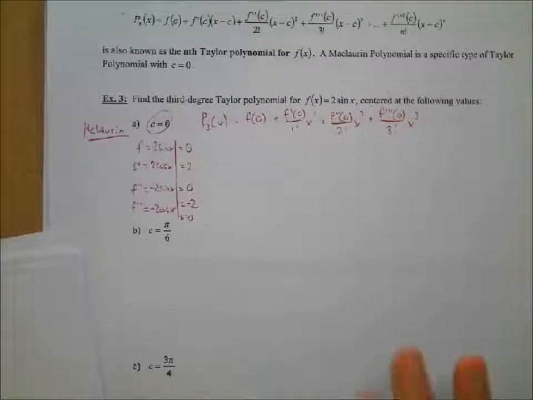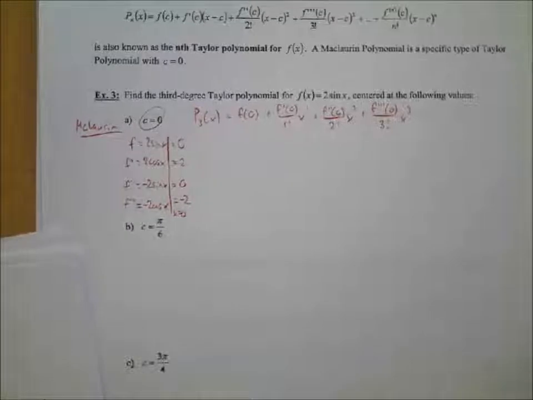So, should have gotten values like that, right? F is 2 sine x there. F prime will be 2 cosine. F prime prime will be negative 2 sine. F prime prime prime will be negative 2 cosine then. And evaluating all those at 0, because why? Why are we evaluating at 0?